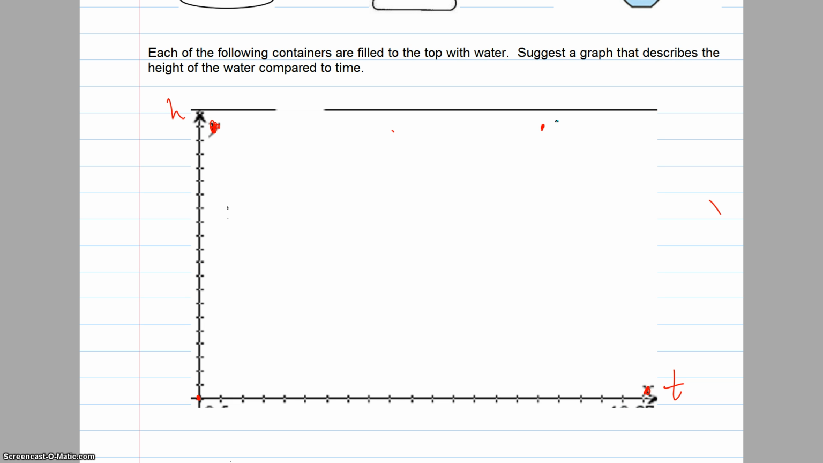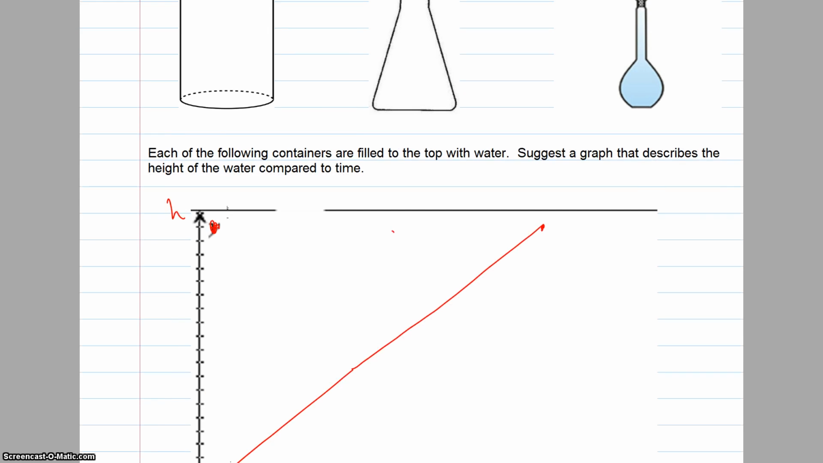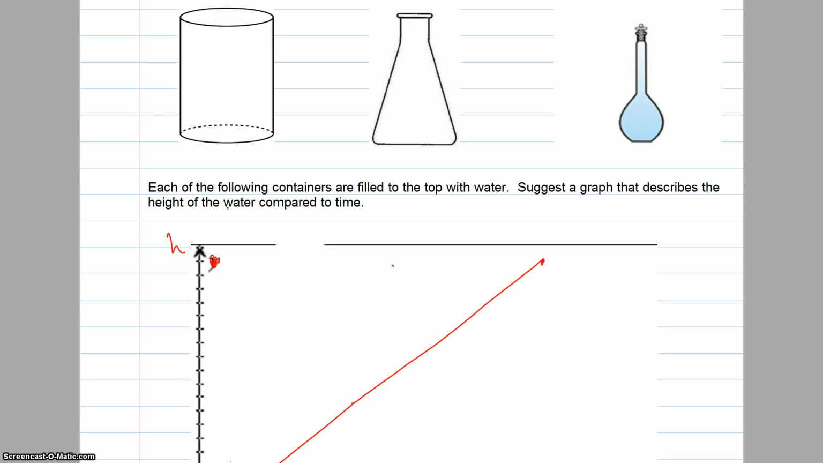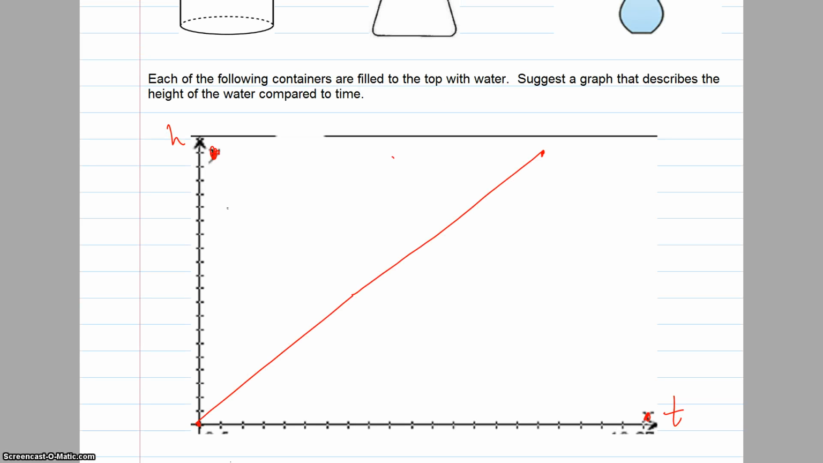What's happening in between those two things is it's just a straight line. There we go. Because there are no real changes to it, the height will gradually increase moment by moment until it reaches the top. So that's the kind of graph we would draw to compare the height and the time.